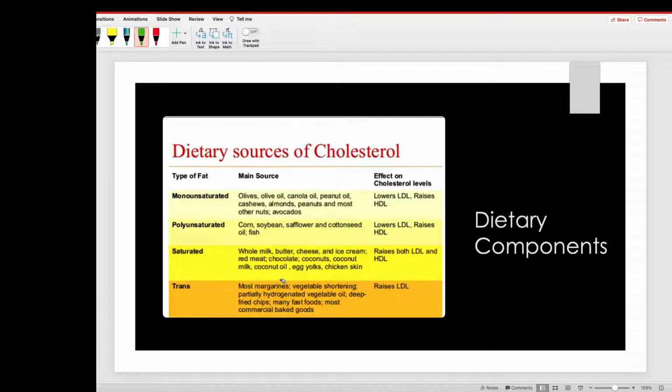So these are the types of oils, or types of fats, that are going to have an adverse impact. And same with trans fats. Trans fats are made in a laboratory. They do not exist in the wild or in nature, and they raise LDL. So this is just to kind of give you the dietary components.